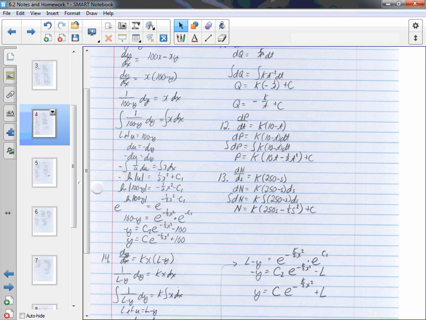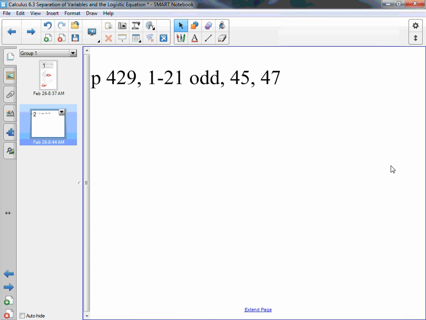All right. Here's what you need to work on today. Page 429, 1 through 21 odd. 45 and 47. I think it's fairly likely some of these problems are challenging.